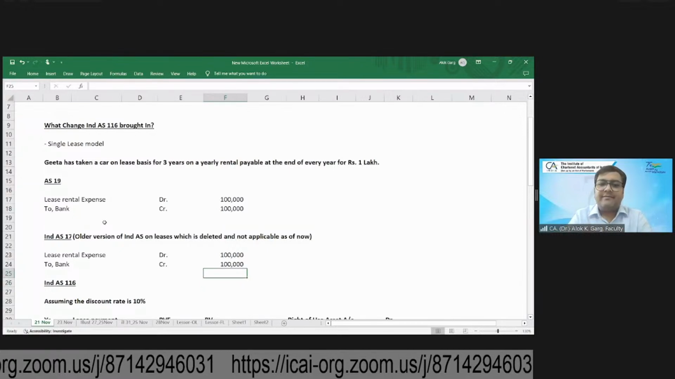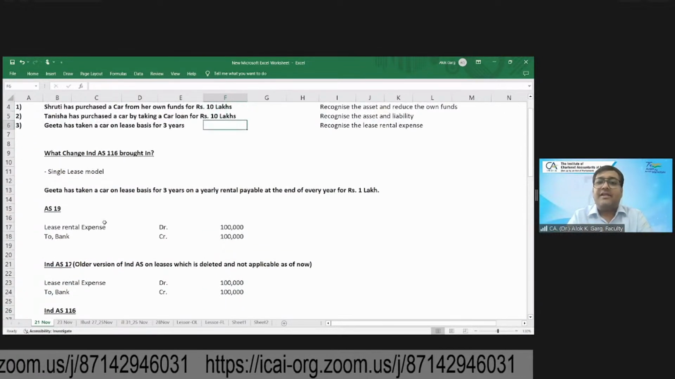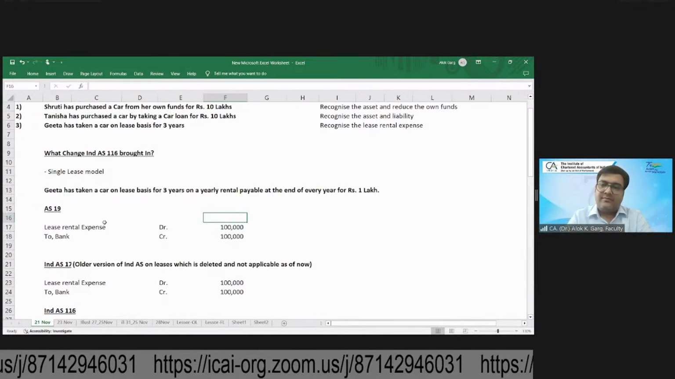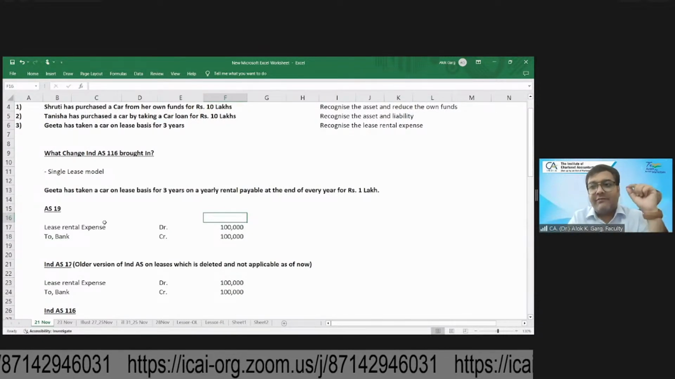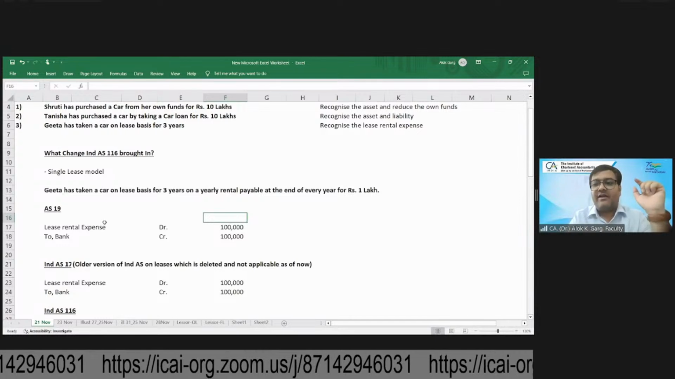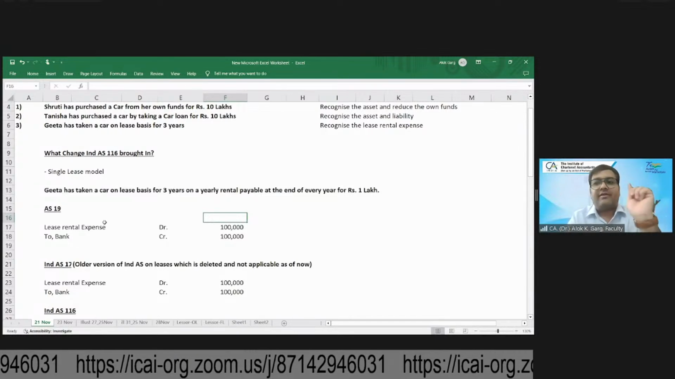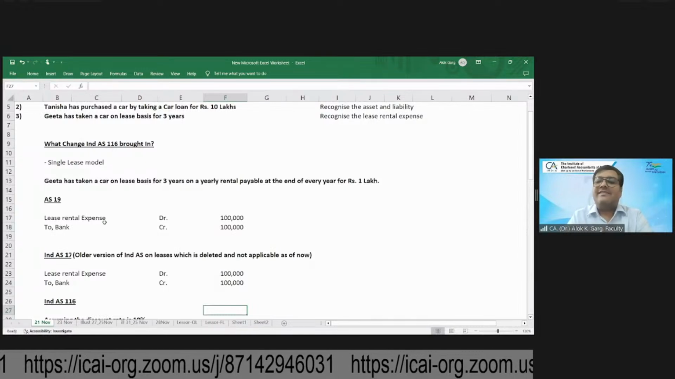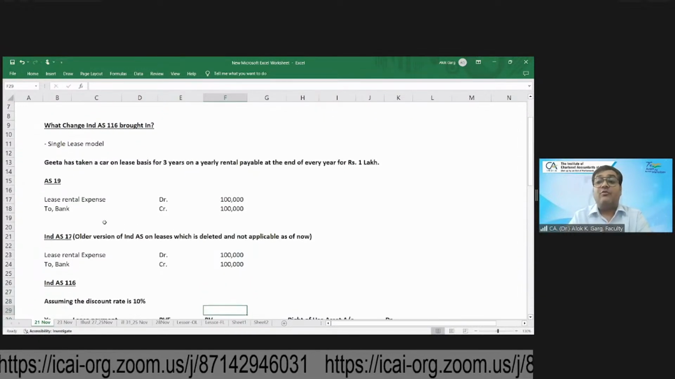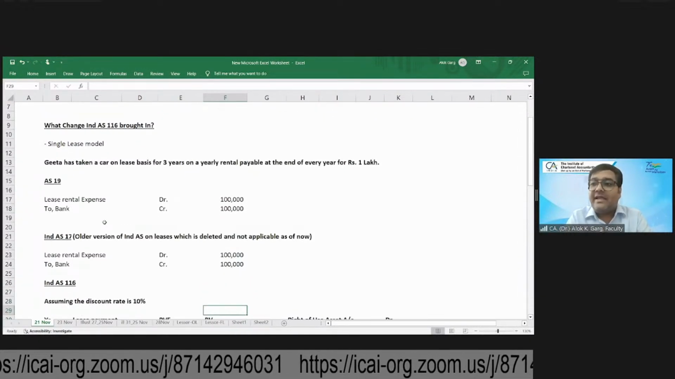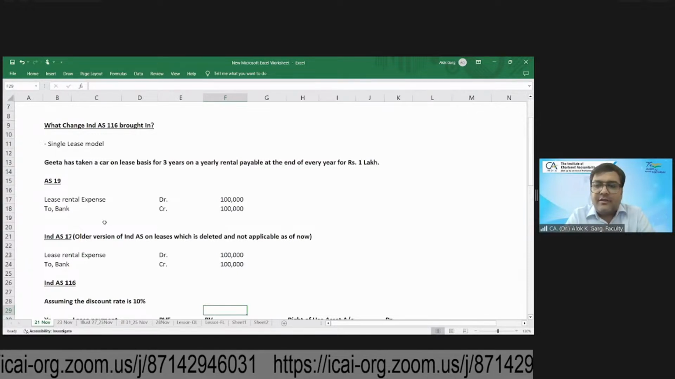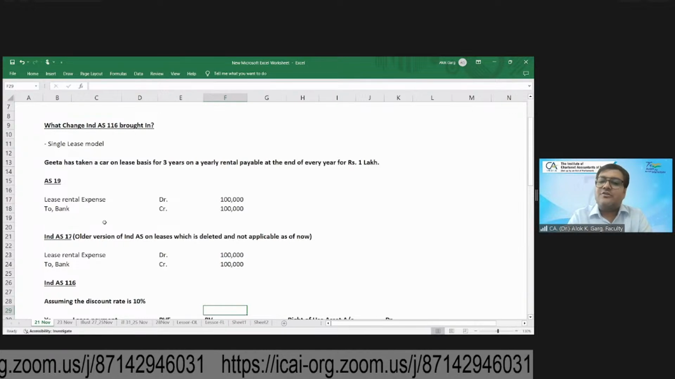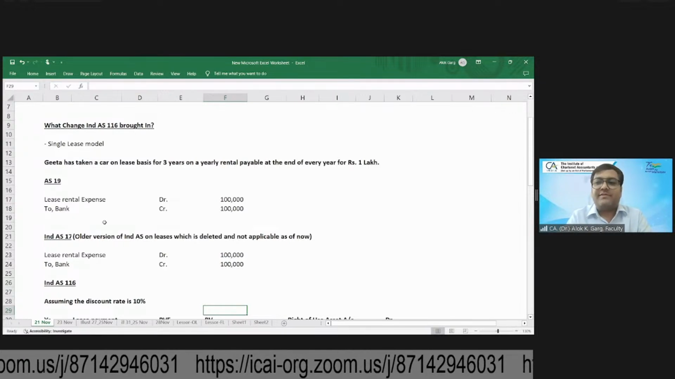3 years, right? We have seen that Geeta has taken a car on a lease basis. The period of use is 3 years. The right to use which is given to Geeta is 3 years, where the landlord cannot interfere in terms of the usage of the car. Ind AS 116 says that, like you were doing in your finance lease accounting in AS 19, you were calculating the present value of the lease payments, correct? Here also, you will calculate the present value of lease payment.